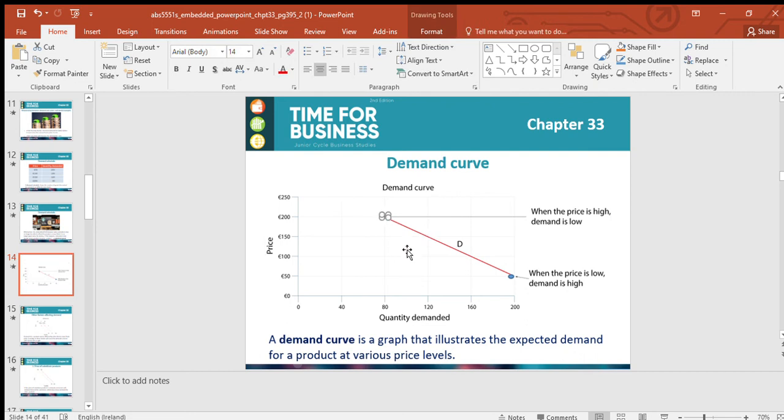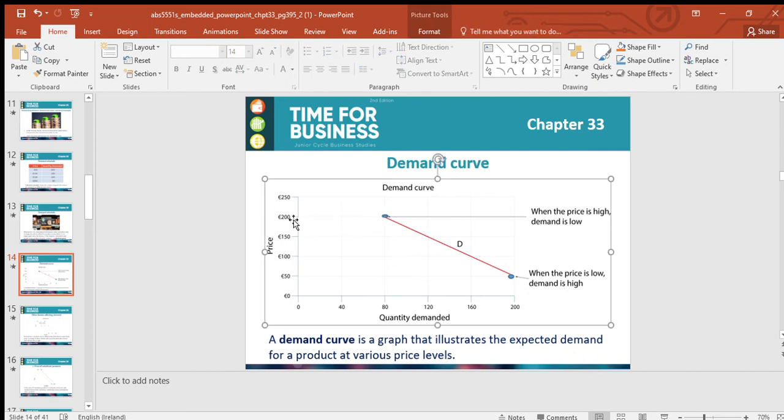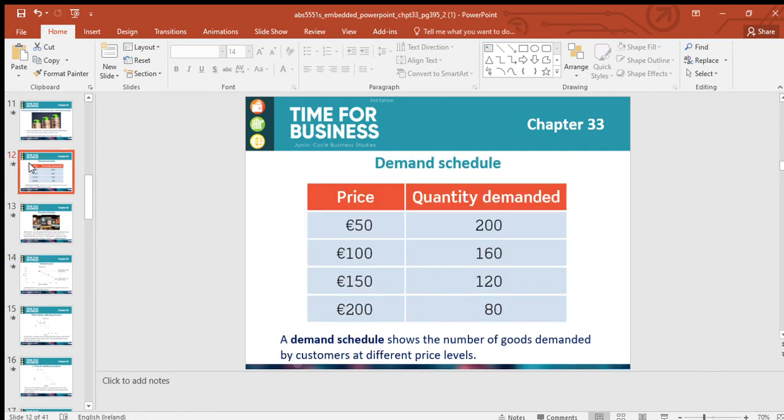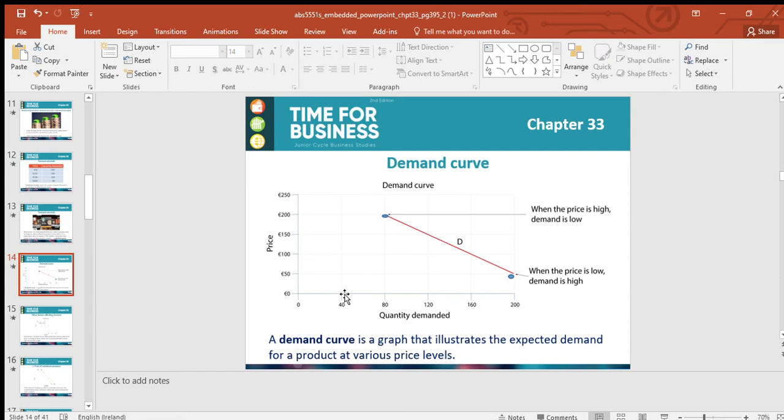And finally my fourth dot. As the price goes up to €200, the demand is 80. And we got all these figures again from this slide over here. These are my figures and I'm just putting them into a graph.